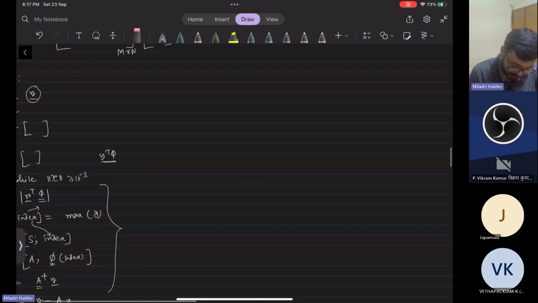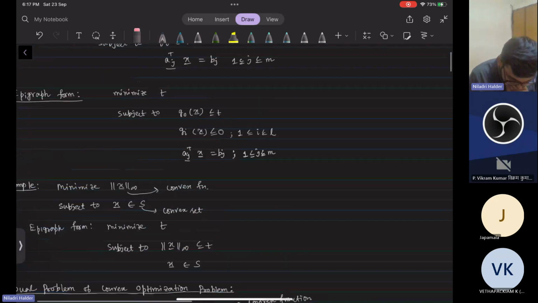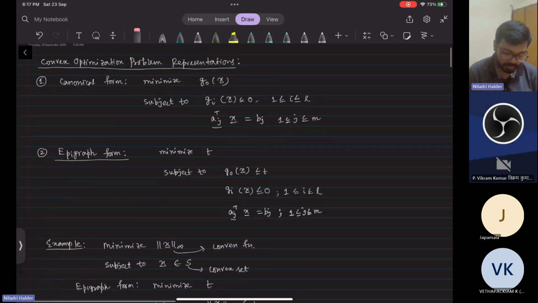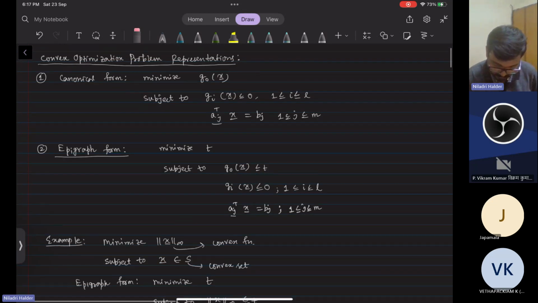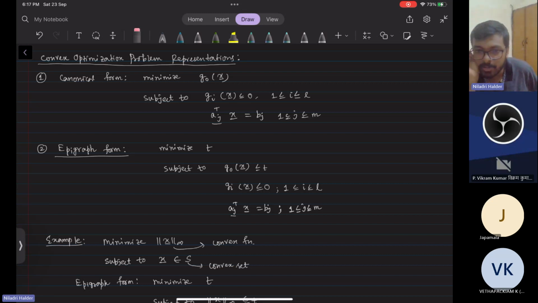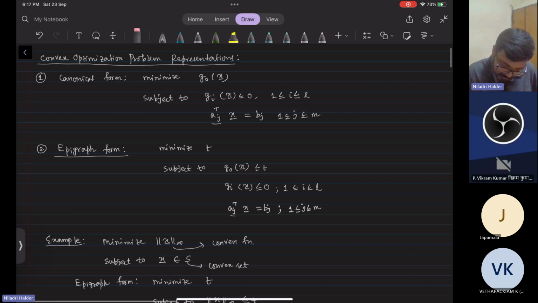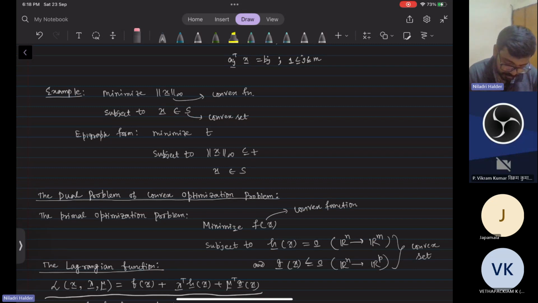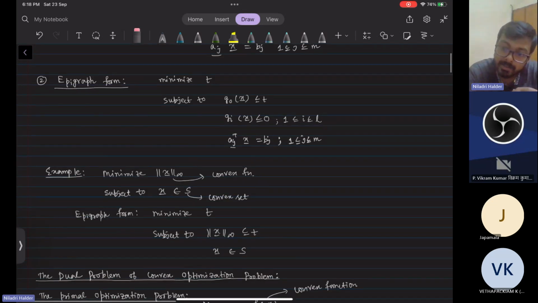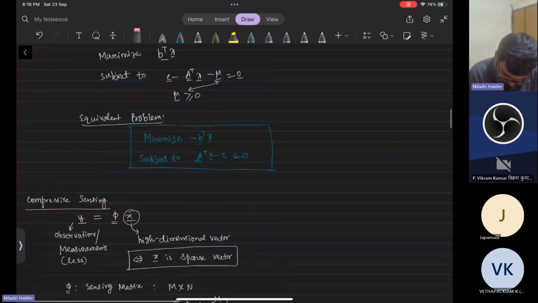Then I can revise this. This is the convex optimization problem representation, the canonical form and the epigraph form. One another variable t is introduced here, and one another constraint is also introduced in the constraint set, that is g0(x) less than or equal to t. This is the example of minimizing the infinity norm. In this way, with the epigraph form we can convert the infinity norm to an LP, linear program problem. How? Because he has already solved it.